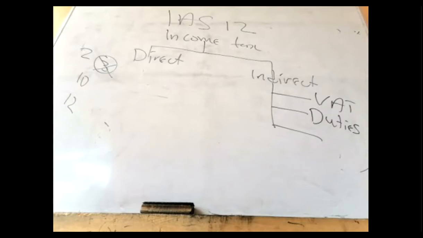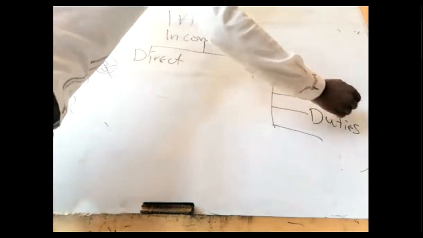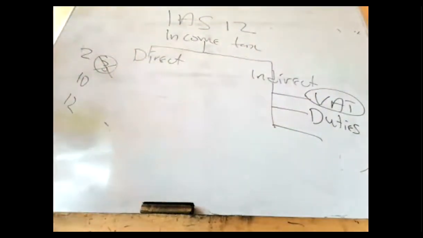So let's go to direct tax. Before that, I was saying that the examiner assumes that you've done VAT at the intro level, in financial accounting. So the examiner assumes that we're on top of VAT, and we will not do it here.